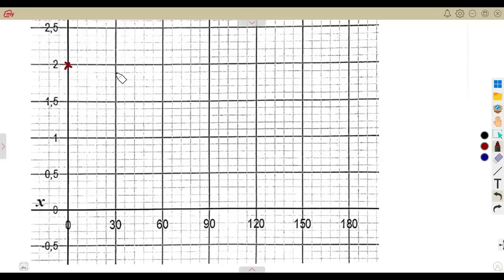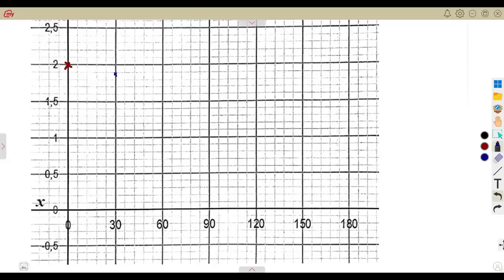1,86 can be somewhere in between there, because according to the scale, this is 0,1, 0,2, 0,3, 0,4, 0,5. Okay, so each box is 0,1. So that will be here, it's going to be 1,9, 1,8. So 1,86 is in between. You cannot mark that point exactly, so just mark it approximately there.